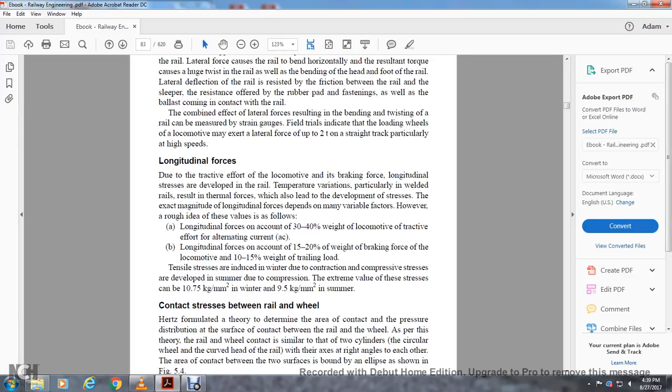Longitudinal forces account for 30 to 40% of the weight of the locomotive for the tractive effort, 15 to 20% of the weight of the locomotive for the braking force, and 10 to 15% of the weight of the trailing load. Tensile stress will develop in winter due to contraction, and compressive stress will develop in summer due to expansion. The stress value can be taken as 10.75 kilograms per millimeter squared in winter and 9.5 kilograms per millimeter squared in summer.